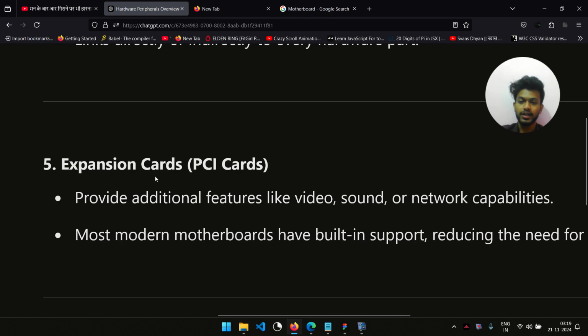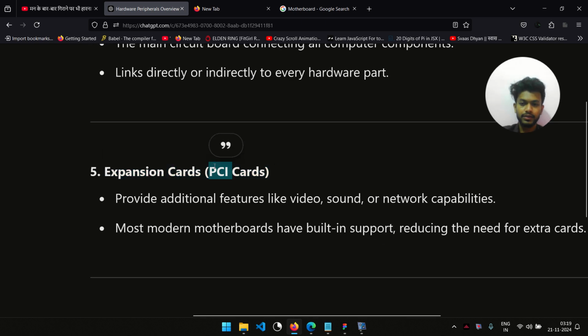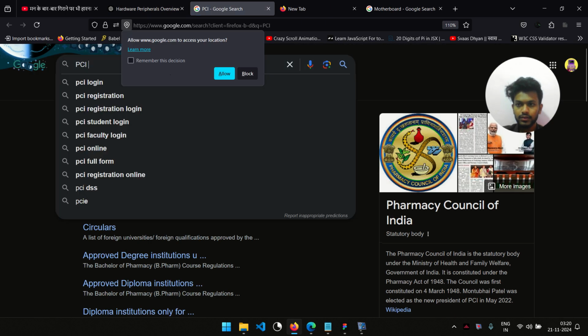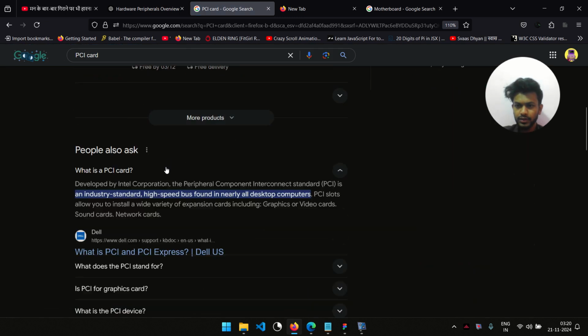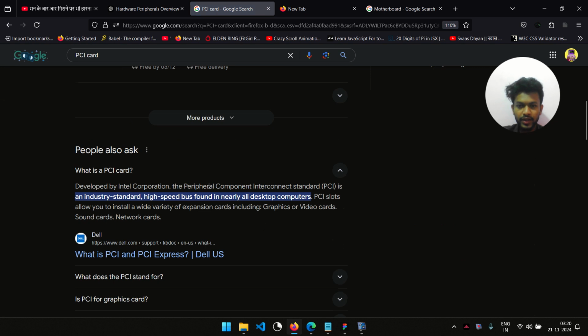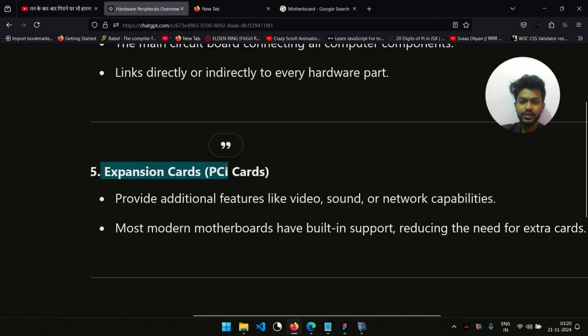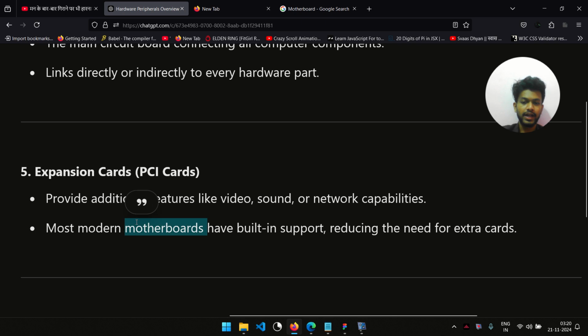Next, expansion cards, PCI cards. What is PCI? The full form is peripheral component interconnect standard. Expansion cards, PCI cards, provide additional features like video, sound, and network capabilities. Most modern motherboards have built-in support, reducing the need for extra cards.